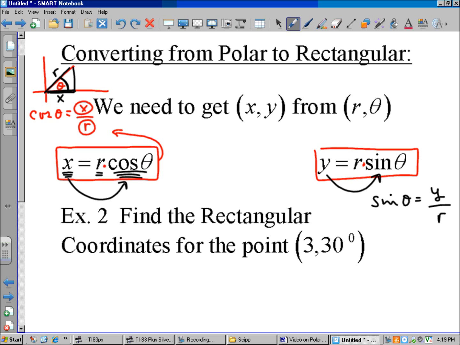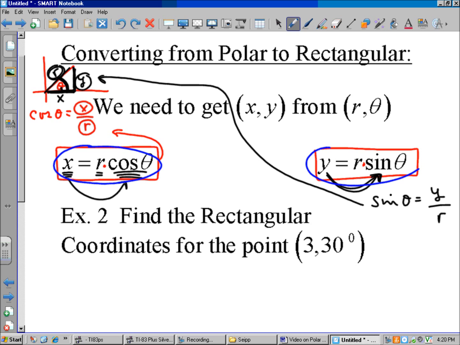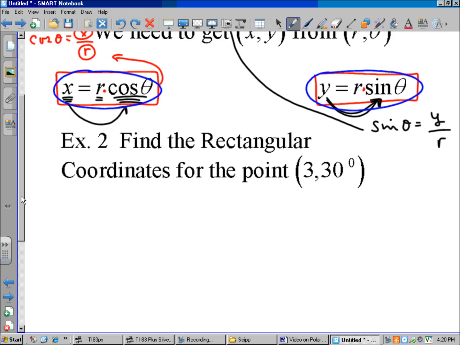If you just go back to this diagram here, what's the sine of theta? Well, it's opposite. This would be some y value, wouldn't it be? So it's opposite over hypotenuse. That's the sine of this angle. Opposite over hypotenuse, y over r. So y goes with the sine. So you have to remember these two formulas. x equals r cosine theta, y equals r sine theta.